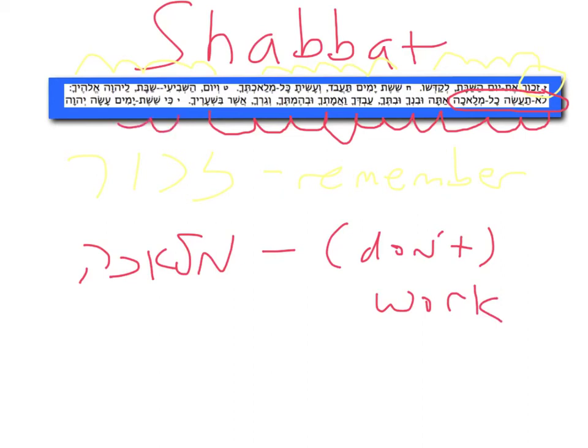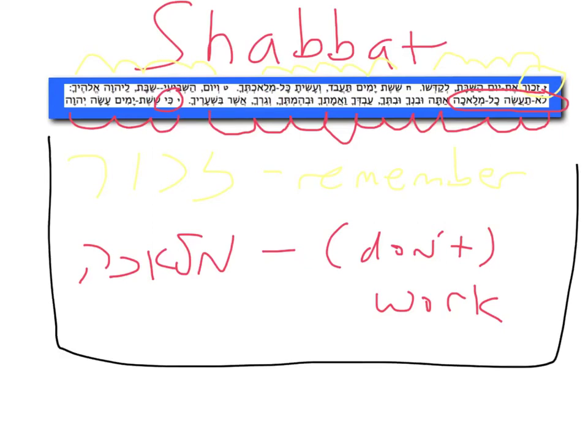And then, not even going to continue. Then, ki sheish yamim asa Hashem, etc., etc., because then it says ki, because. It gives us the reason. God created the world in six days, rested on the seventh. What we end up seeing from all of this is that the only details the Torah tells us about Shabbat is zachor, remember, and malacha, that you're not supposed to do any malacha, any work.